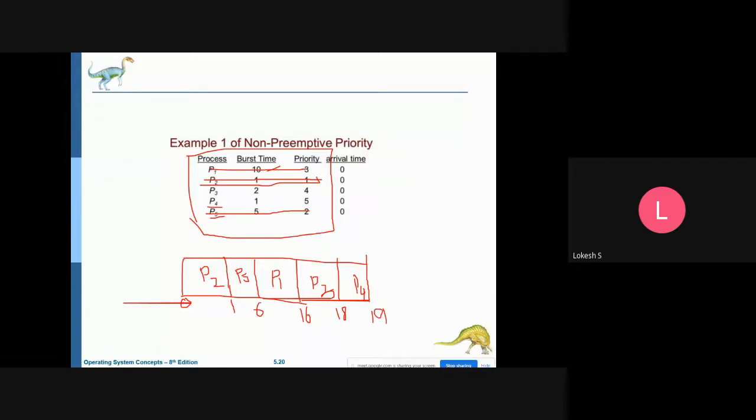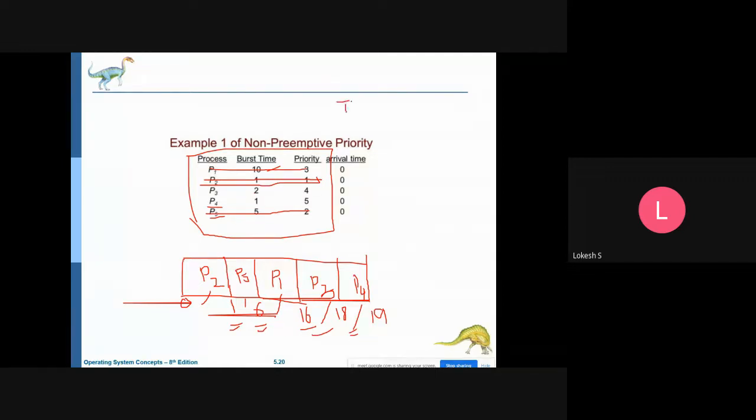So you need to calculate the average waiting time. P1's waiting time is 6. P2's waiting time is 0. P3's waiting time is 16. P4's is 18. P5 is 1. So you add those and divide by 5, because there are 5 processes. That is called the average waiting time.